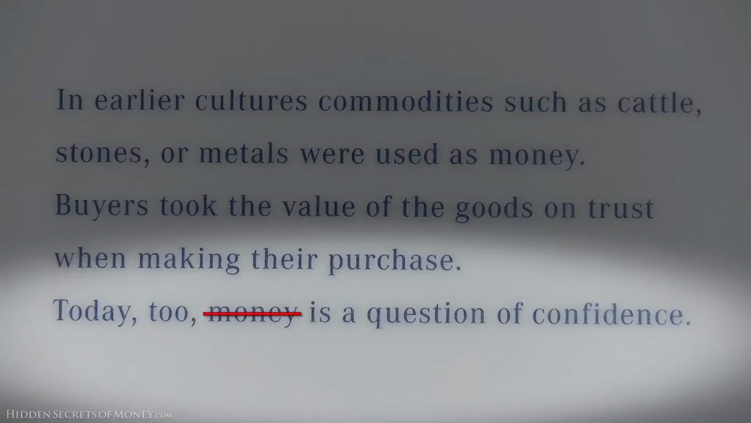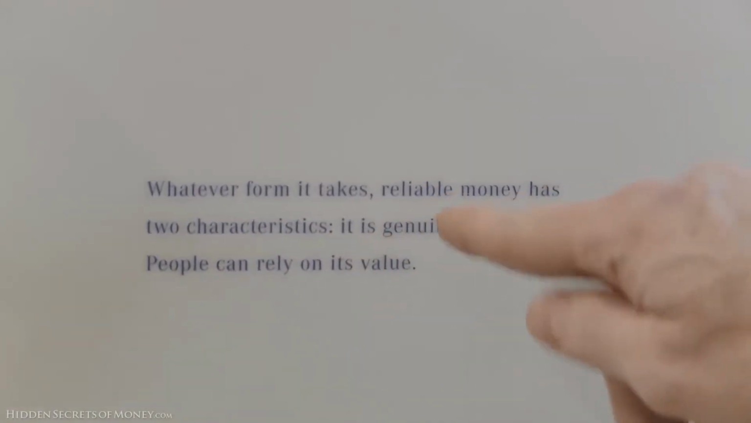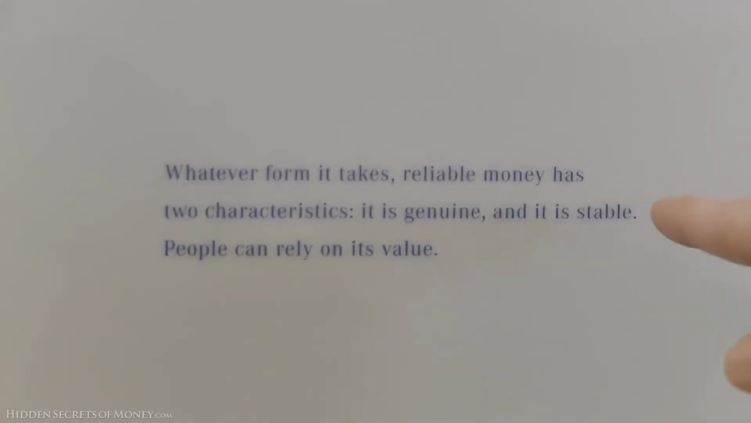So, the currency today isn't money, today we're using currency, but the only reason it has any purchasing power whatsoever is because yesterday your experience was that it purchased something. So you have faith that it's going to purchase something tomorrow. Otherwise, it has no value. Whatever form it takes, reliable money has two characteristics. It is genuine and it is stable. People can rely on its value.